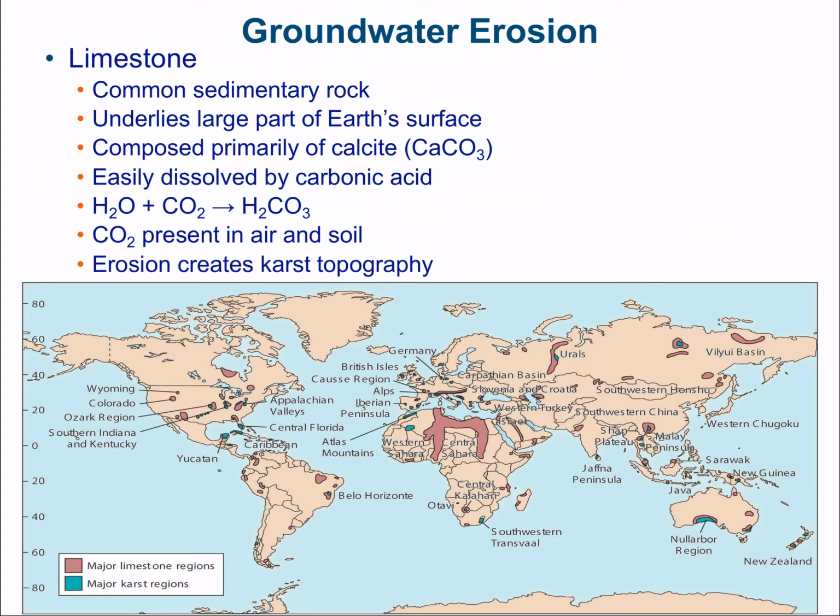We do have erosion happening, and erosion is common in limestones. Limestones are a common sedimentary rock. Limestones are composed of calcium carbonate, so they can be easily dissolved by carbonic acid. So if I mix water and CO2, I get carbonic acid. Now that erosion is going to create karst topography. By the way, CO2 is in our atmosphere, in the soil, in the air. So that mixes with water and you get that natural carbonic acid that can cause erosion.